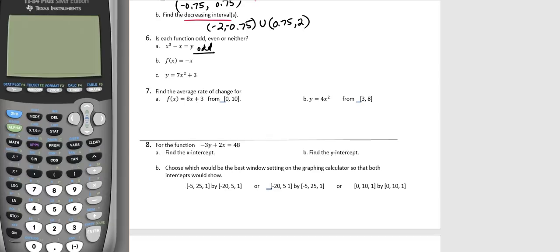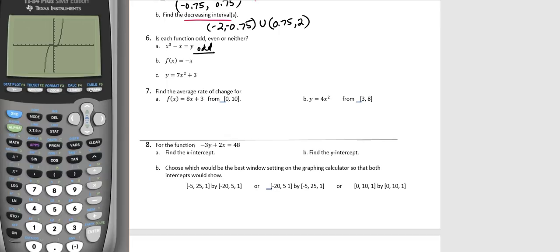Let's review the trick for using the calculator to help us determine if it's odd, even, or neither. So I want to enter in my function. I want to graph it. Now, if it's mirrored about the y-axis, then we know it's even. Well, you can see it's definitely not that.